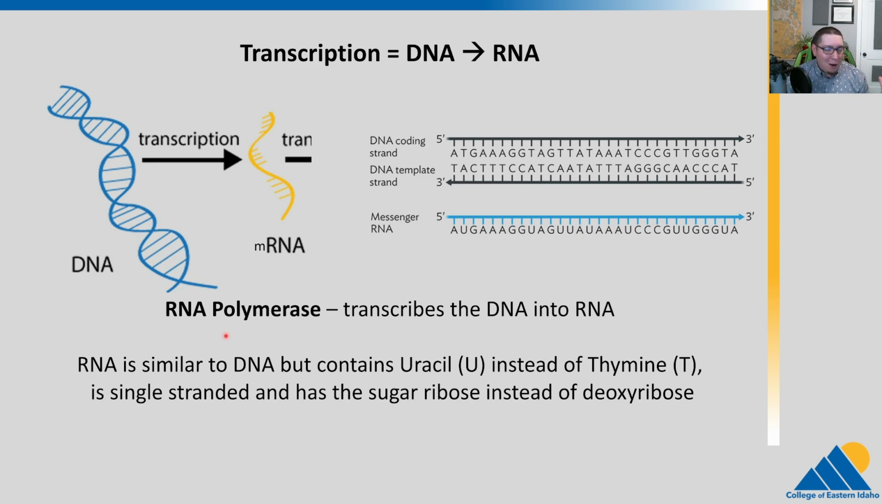So remember we talked about DNA polymerase makes polymers of DNA. Well, RNA polymerase makes polymers of RNA. But it's not going to just do that randomly. It is going to use the DNA as a template to build the RNA strand. So you'll notice here I have two strands of DNA. One of them we call the template strand. That is the one that we're going to build the RNA off of.